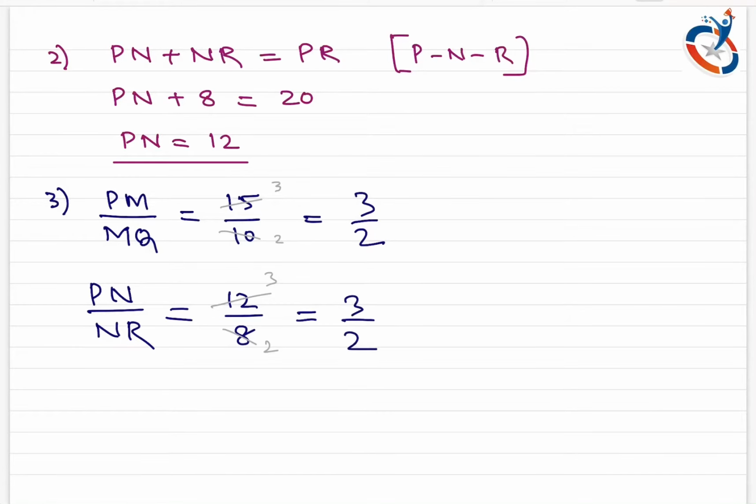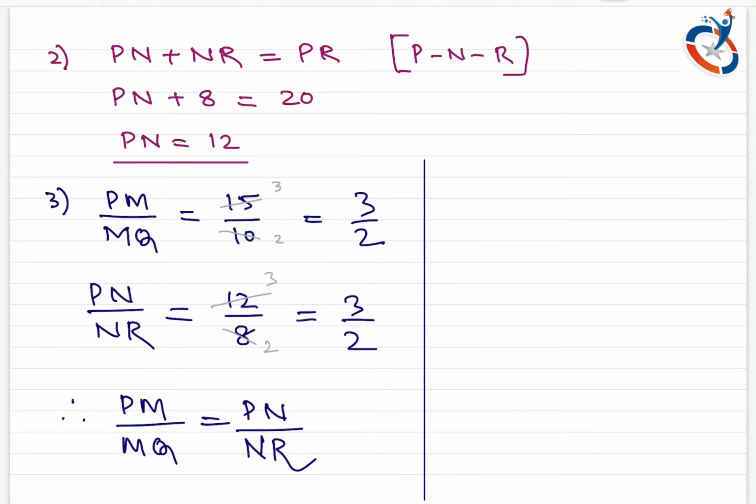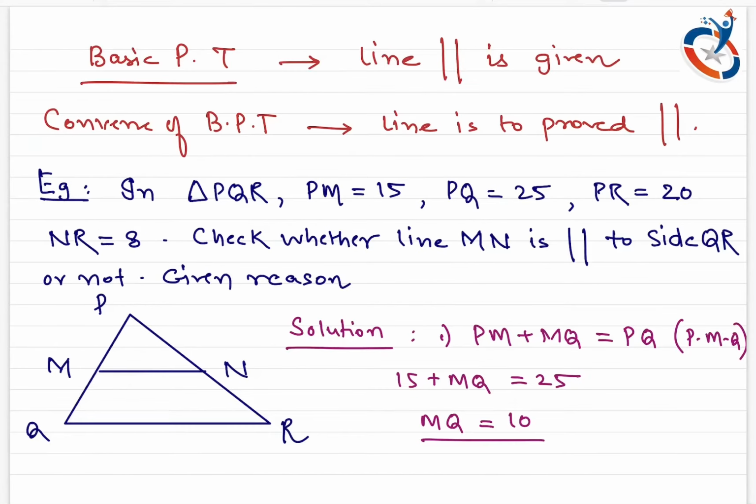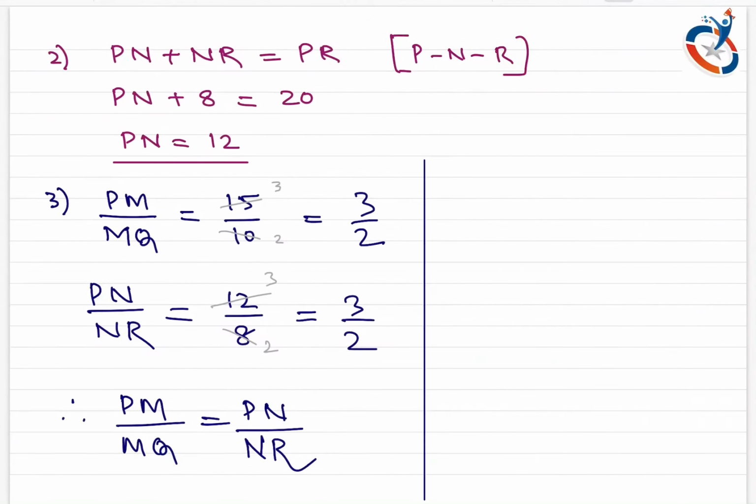So now you can check both the ratios are equal, right? So you can say therefore PM upon MQ is equal to PN upon NR. Now your theorem says what? The converse says if the ratios are equal, then the lines are parallel. So you got PM upon MQ equal to PN upon NR. Both the values were 3 by 2.